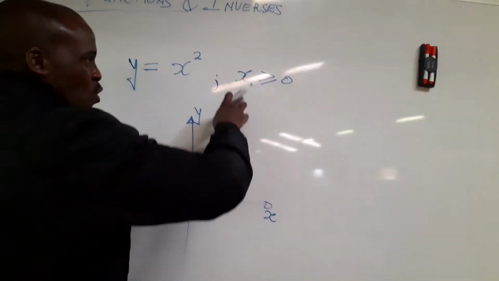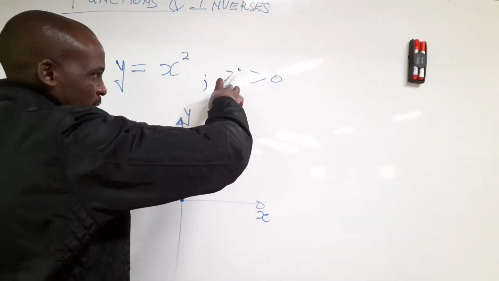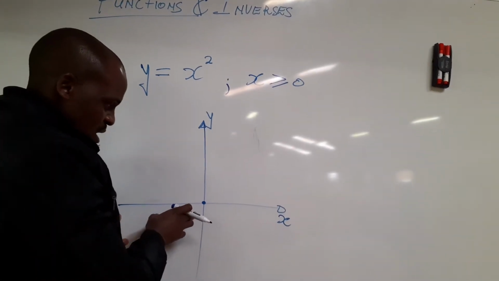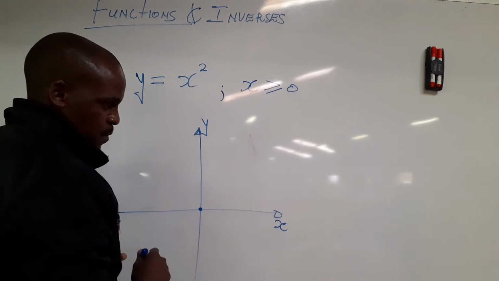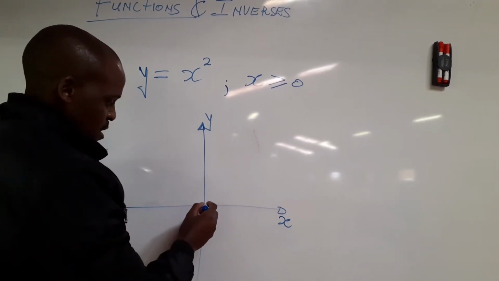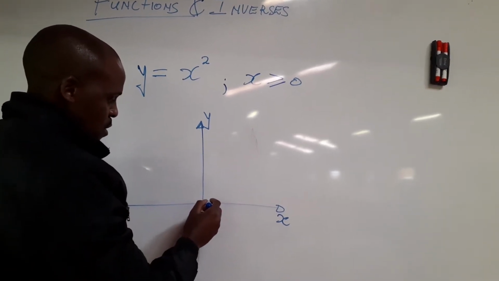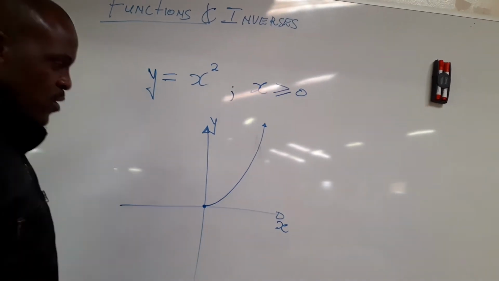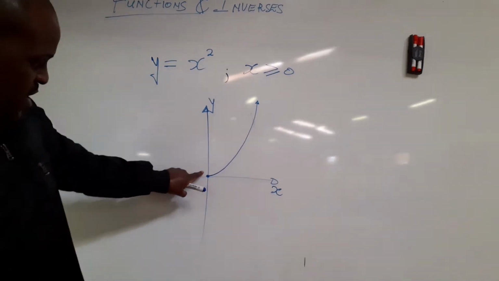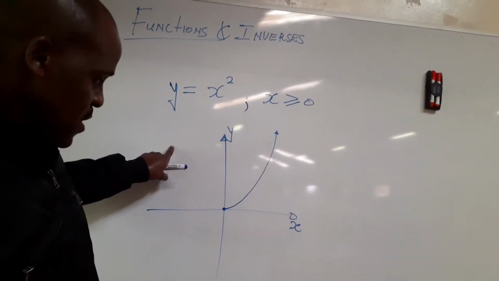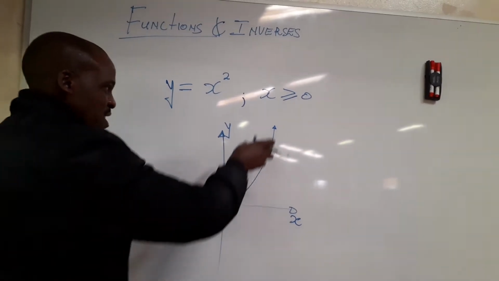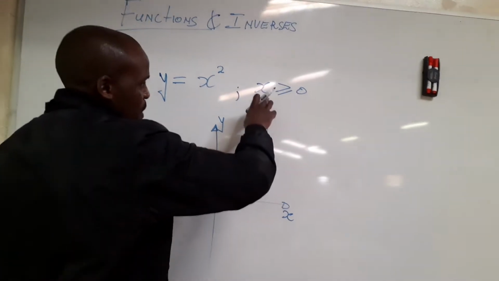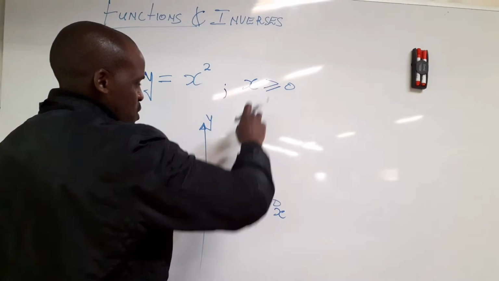But then you are to sketch it where x is greater or equal to 0. In other words, you sketch this graph where x is positive. Its turning point is there. So that's how it will be looking like. You want to sketch it this side here, simply because you are being given a restriction or a domain.